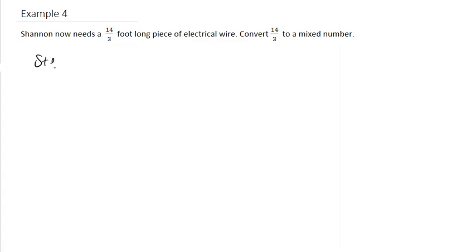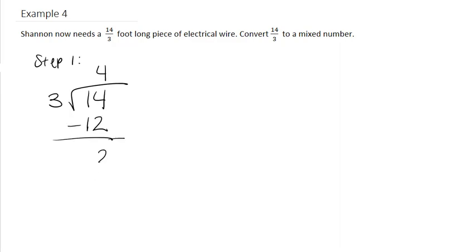So step 1, we're going to divide. So we go 14 divided by 3. So 3 can go into 14 4 times, because 3 times 4 is 12. We're going to subtract, and then we're left with 2. Now, once we hit right to the decimal, we know that we are no longer having a whole number. So this is part of our fraction moving forward. So this is our whole number, and this is our remainder.